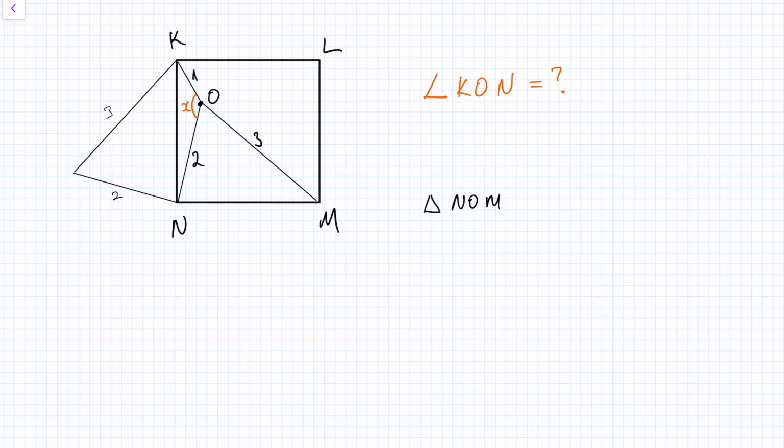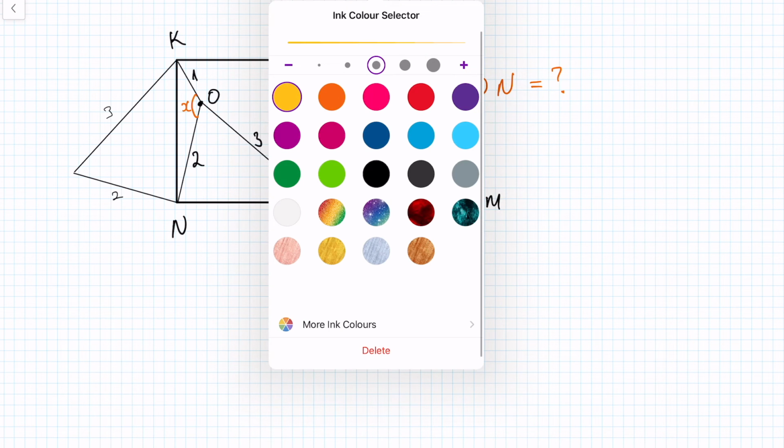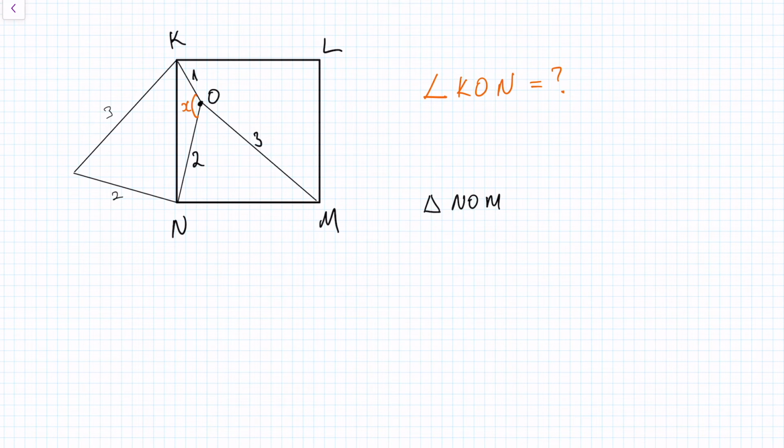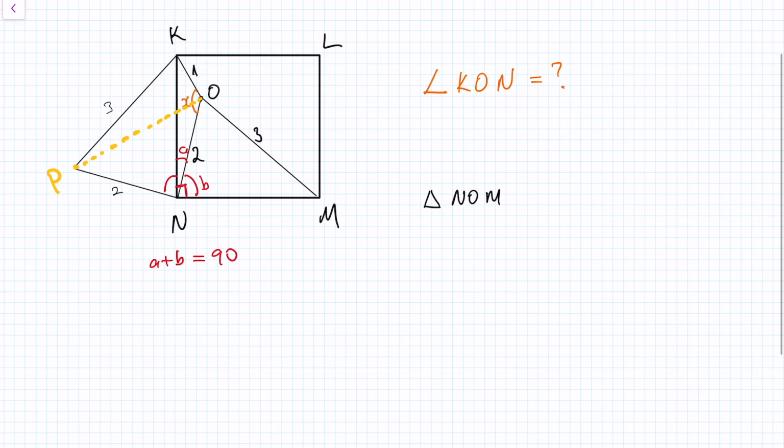Okay, now what can we do? Well, the first thing to notice here is that now we can construct another triangle. Let's call this point here P. If we connect P to O, we get another triangle. And notice that since this is a square, this is 90 degrees here. Let's call this B, and this is A. So we have A plus B is 90, right? Because rotation preserves the angle, so this has to be B as well.